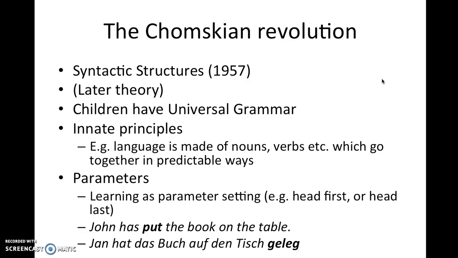They know at some unconscious level, not consciously, that language is made up of nouns, verbs, and that these things go together in predictable ways. And the way in which they go together can, to some extent, vary from language to language. So they've got innate principles, but then there are parameters, and the parameters are, if you think about it, like variables. These are things that the child needs to learn, but there's only a small number of them. So there's not an infinite number of things that a child needs to learn.